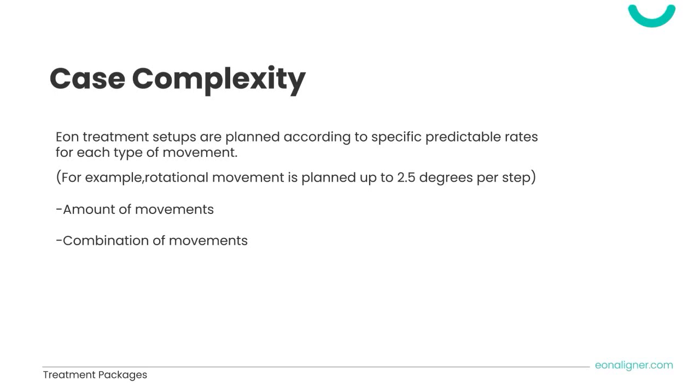The next point to consider is the combinations of different movements. For example, if we are planning proclination and extrusion for a specific tooth, then those 2 movements are antagonistic and cannot be done simultaneously. So proclination is planned first and then extrusion, each in its predictable rate of movement per step. So even if the amount of each movement alone can be achieved in 10 aligners, the 2 movements together need to be separated, which will increase the number of aligners and affect the choice of the treatment package.